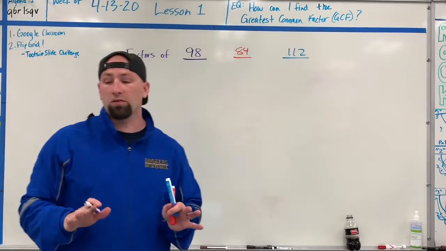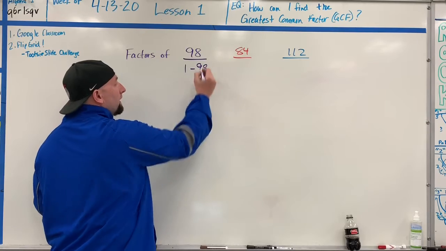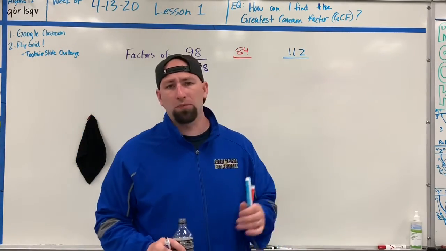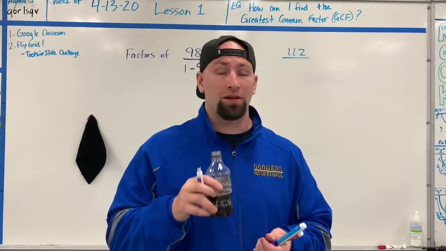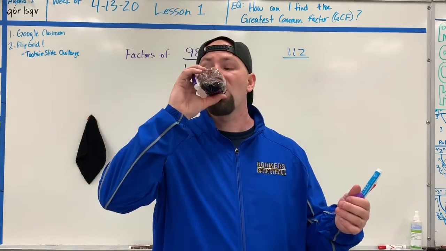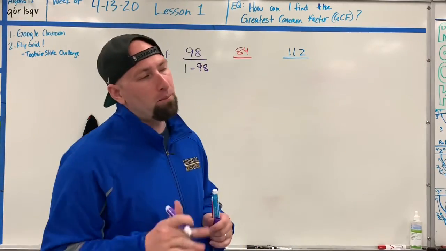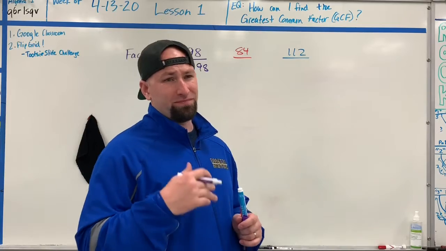So let's start with 98. We know that 1 and 98. Every number is going to be able to be multiplied by 1, because 1 times itself equals that number. 1 times 1 is 1. 1 times 2 is 2. 1 times 3 is 3. If that's it, then that's a prime number. But like none of these, most numbers that are even have more.